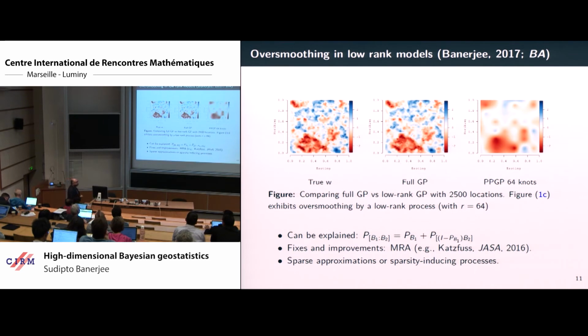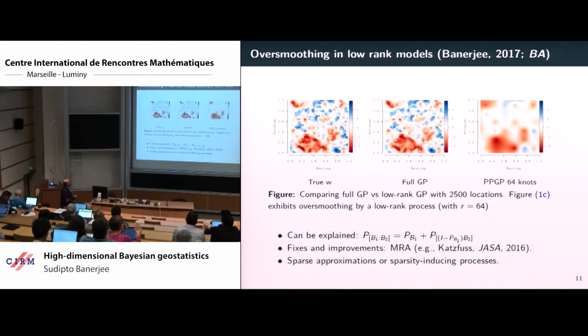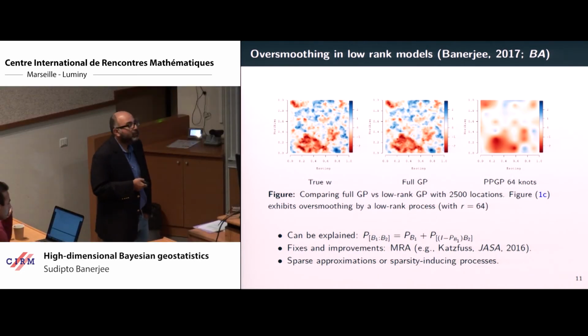If you use basis functions with, let's say, 64 basis functions while you're handling 2,500 locations, in a number of cases you see a bit of an oversmoothing here. And the reason this happens is because you're essentially taking an infinite basis expansion for the full Gaussian process. There is something called the Karhunen-Loève expansion, and you're basically truncating it. So therefore, there's a residual to that approximation itself.